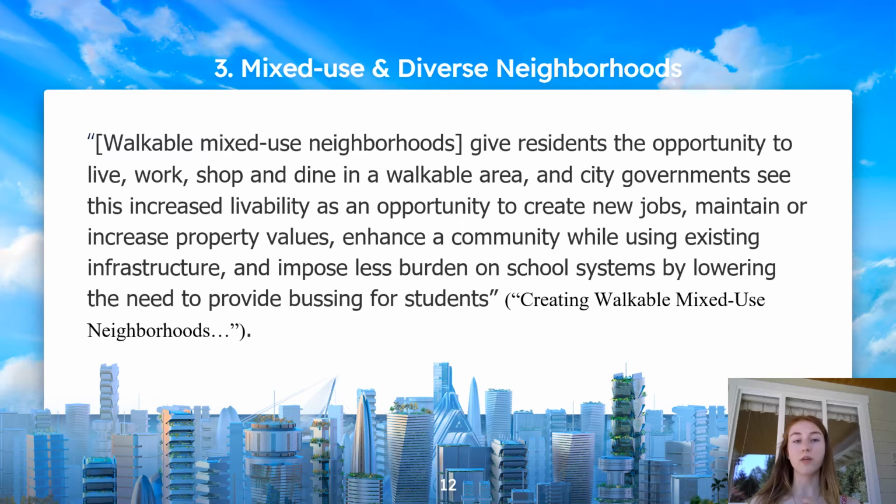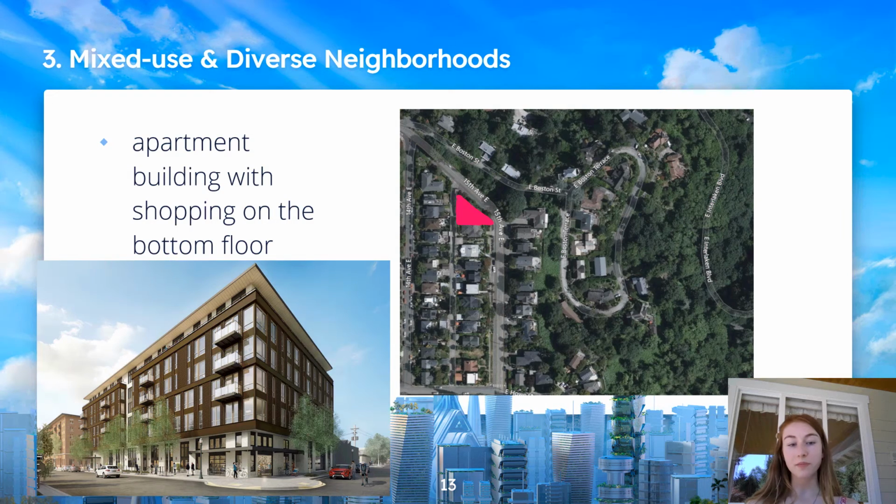So you can see in this quote that walkable mixed-use neighborhoods are enhancing community values and infrastructure and also creating these jobs in shopping and walkable areas, which will help everyone. So the first element we're going to include is a bodega of sorts with apartments up above and restaurants and dining below. This is going to be a pretty large building located in between 15th Avenue East and 14th Avenue East. This is accessible to all of the homes that you can see on the map.